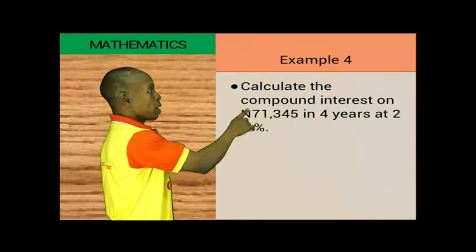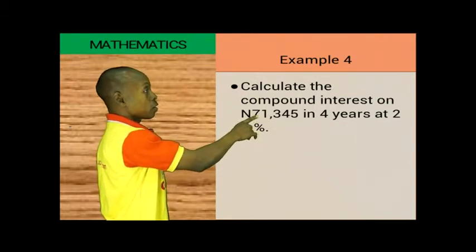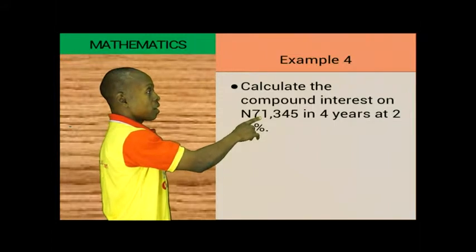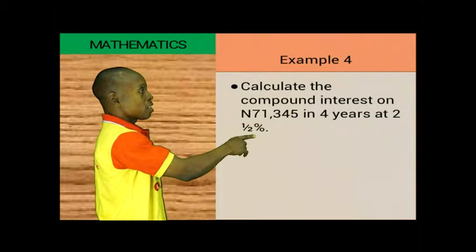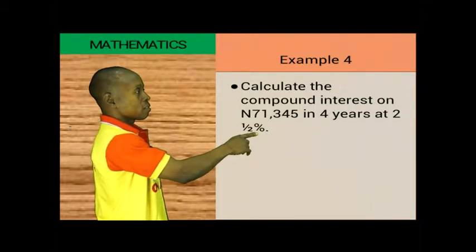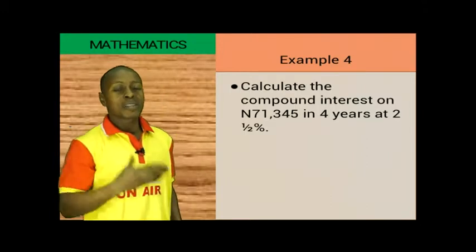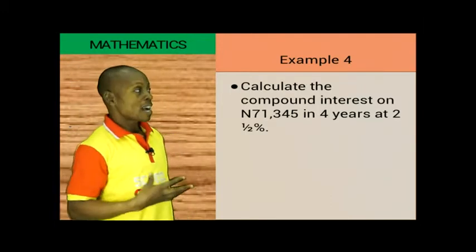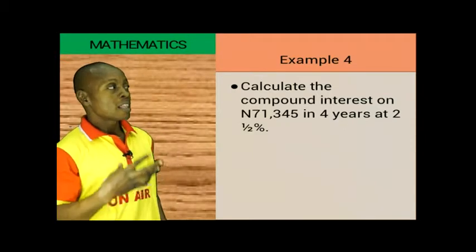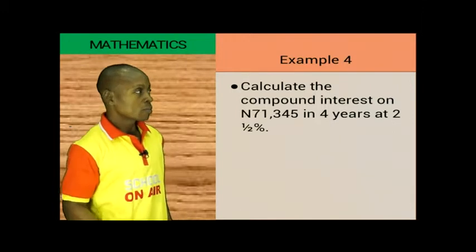We are asked to calculate the compound interest on 71,345 naira in 4 years at 2.5%. I told you that compound interest is an accumulated interest. So you want to get the accumulated interest at the end of 4 years at that rate, 2.5%. So what will be the compound interest? Let's see.